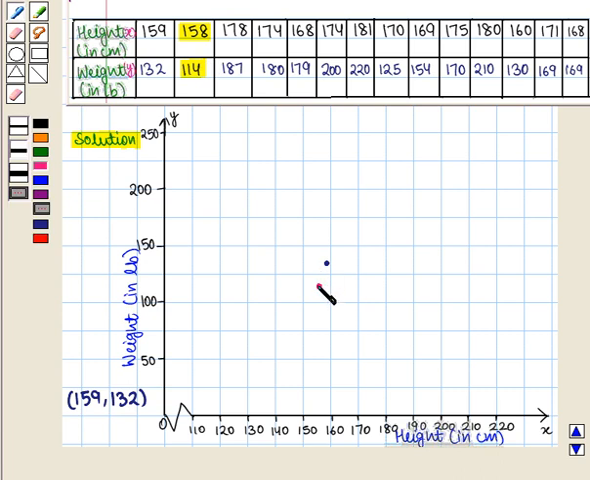Next point that we will plot is (158, 114). So here is the point with coordinates (158, 114). Similarly, we shall plot all other points on the graph. So here we have plotted all these points and this is the required scatter plot.